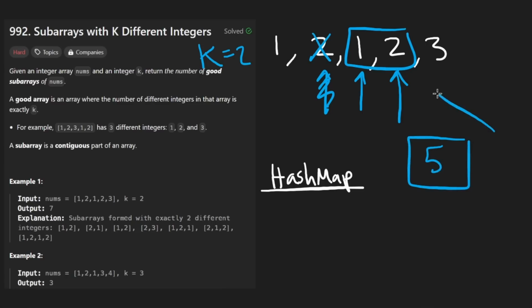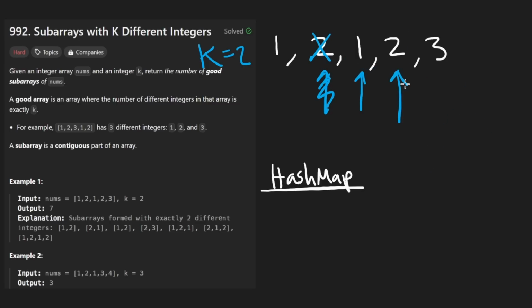Unfortunately, even with this approach, we missed one. We missed counting a subarray. We're trying to count all the good subarrays ending at this element. Remember, that's what we're trying to do. For every element, count the number of good subarrays ending at that element. We counted this one successfully. We counted this one successfully.